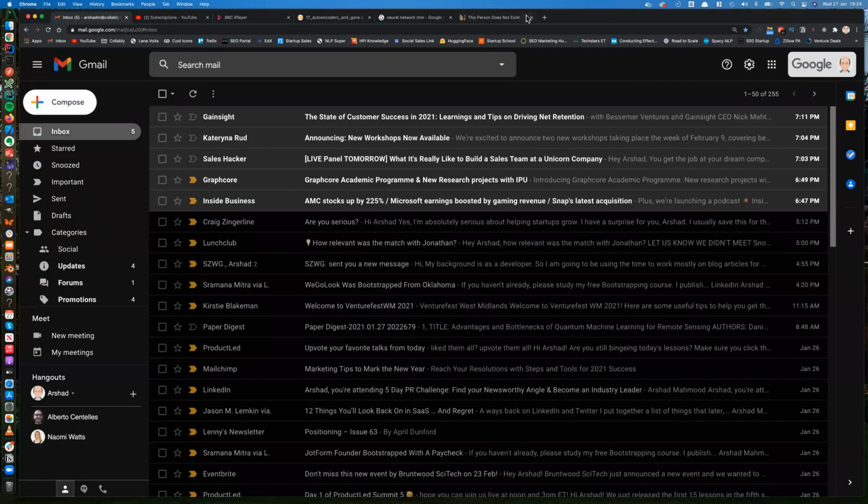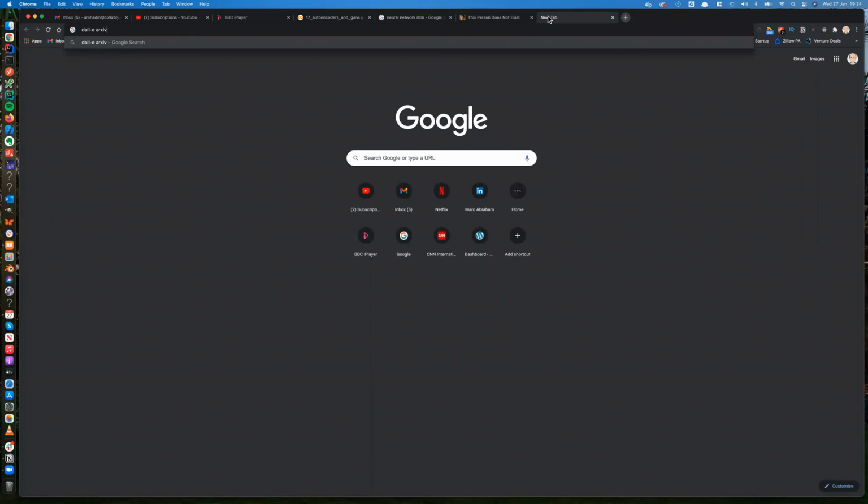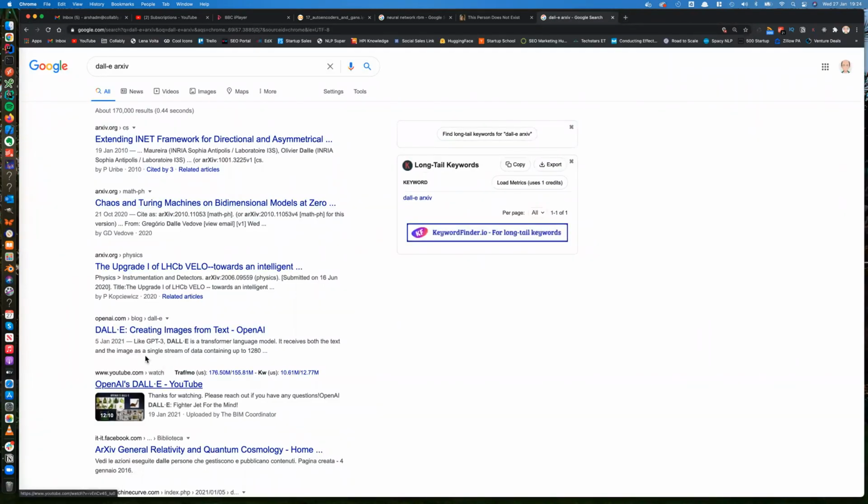All right, let's have a look. I thought I saw something on Arxiv. DALI Arxiv. Oh no, you're quite right. Oh, it's a blog post. Yeah, DALI, creating images from text. They don't have much detail on implementation, I think. But yeah, the results are really interesting, and it's still very interesting to see what this model can do.